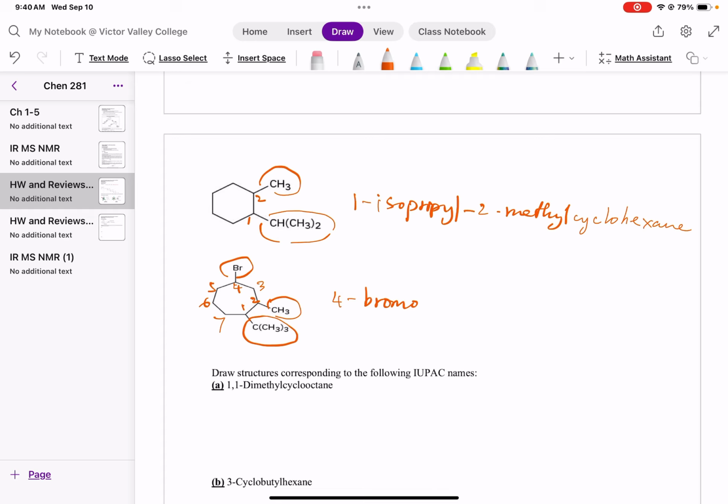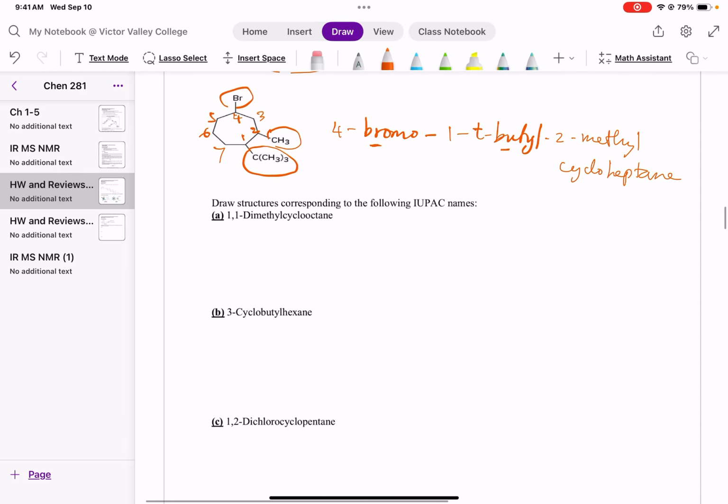Okay, now the second one would be 1-t-butyl. They're really close. They both start with B, but U comes after R, so that's why the R beats the U. Now t doesn't count because t just says tertiary. It's a prefix. And then you've got a 2-methyl, and this is cycloheptane. Okay, let me know if you come up with a different name and you want me to check.